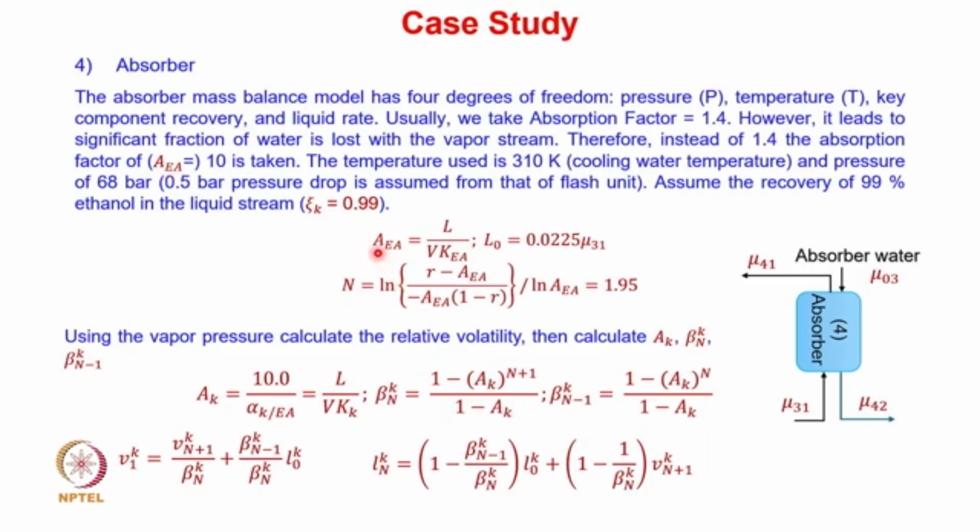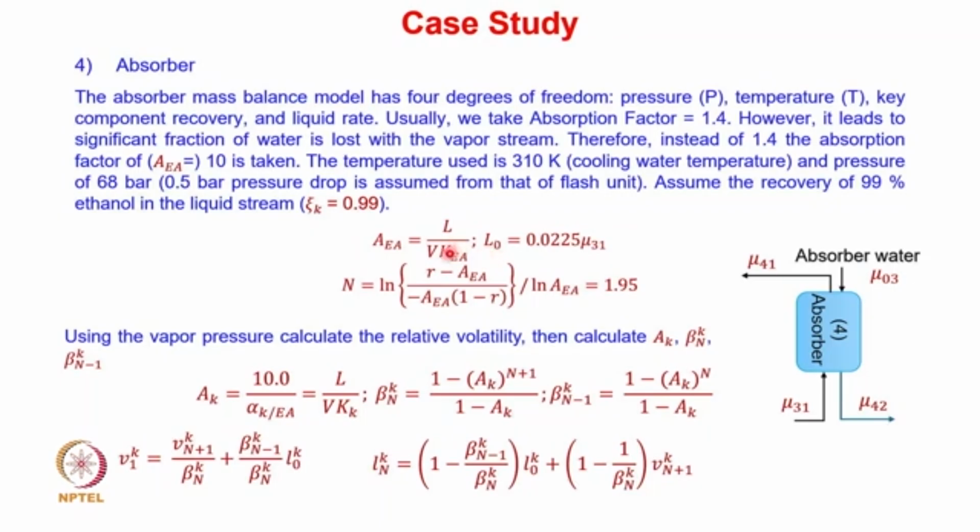In this case, the absorption factor can be represented as the liquid molar flow rate divided by the vapor molar flow rate times the equilibrium constant KEA. We can obtain the KEA directly by using the vapor pressure, so by using the vapor pressure we can calculate the KEA.